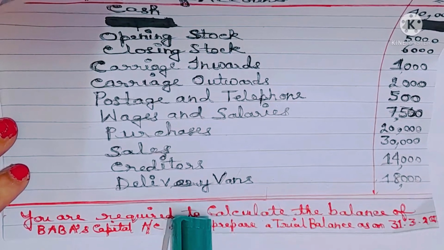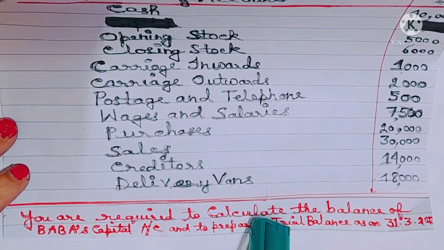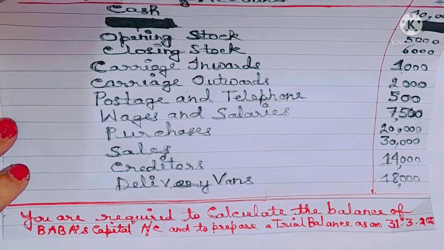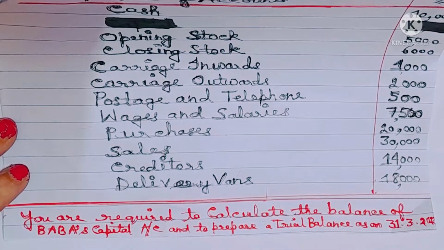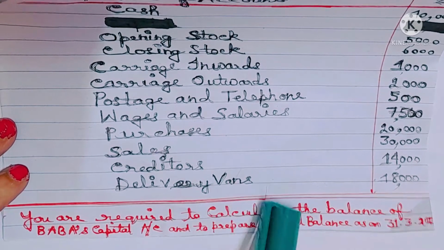The total of the debit column will be greater than the total of the credit column because capital account has a credit balance. So, capital account will be the balancing figure. The trial balance won't tally. So, let's go through the first account.